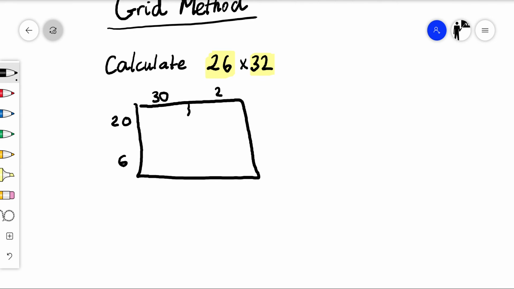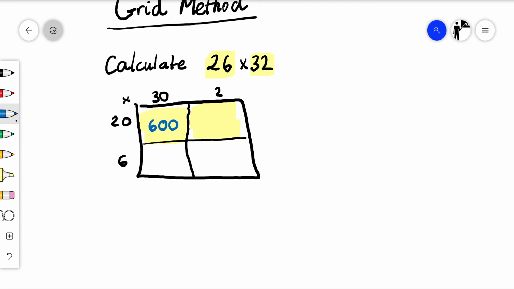And then we're going to draw a line down here and a line across here. And you see now that we've got 4 individual sections. What we're going to do is work out what is going to go into each of these individual sections by multiplying. So to work out what goes in here, we're going to do 20 times 30. And here we're going to do 20 times 2.